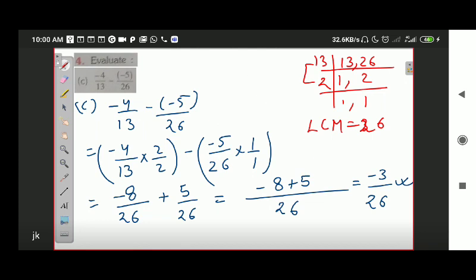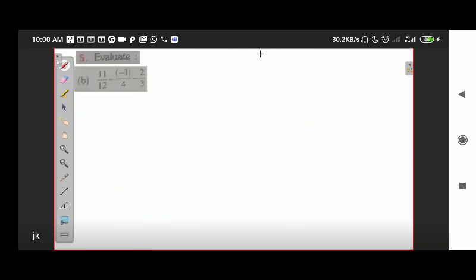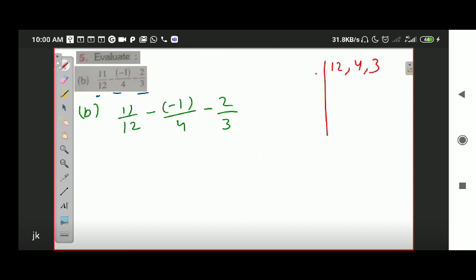Okay. Moving on, question number 5. In question number 5 you have 3 terms, so we will evaluate accordingly. First of all, B part, question number 5, B part is 11 upon 12 minus 1 upon 4 minus 2 upon 3. Once again we need to determine the value of LCM. We need to determine the LCM of all the denominators. Denominators are 3, 4 and 2.